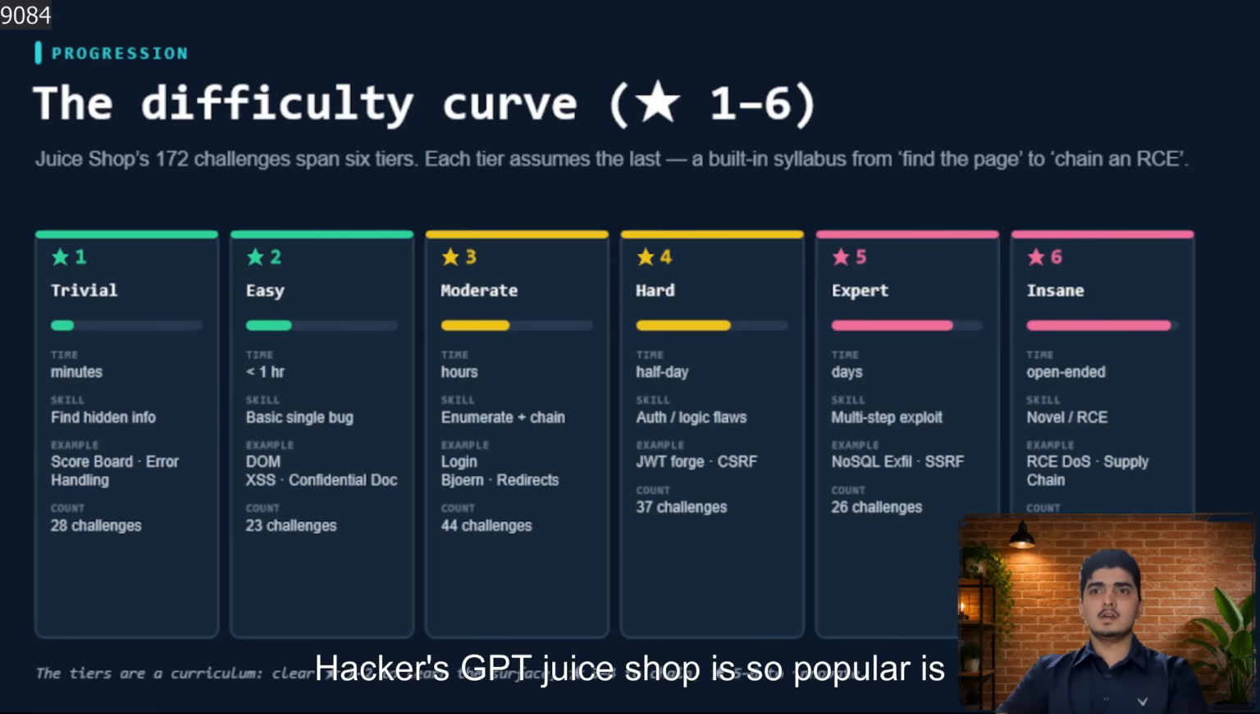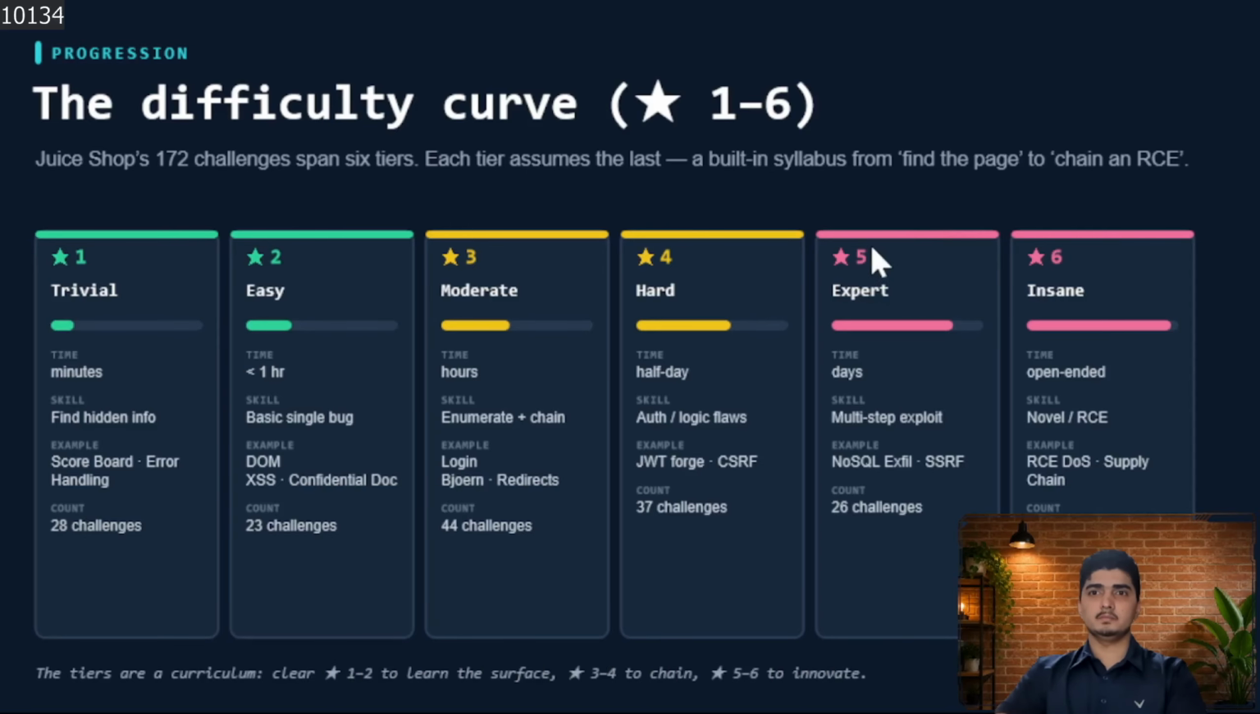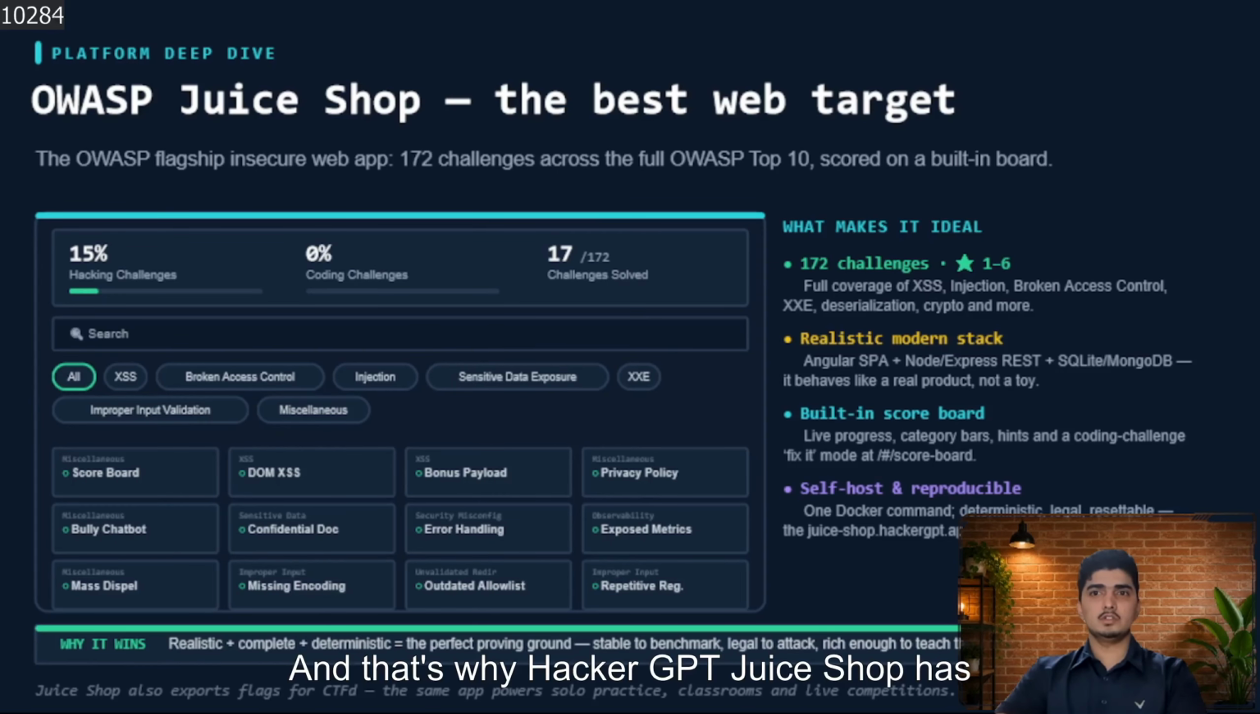One of the reasons HackerGPT Juice Shop is so popular is its progression model. The early challenges teach fundamentals. The later ones require chaining vulnerabilities and reasoning about increasingly complex systems. It's effectively a security curriculum disguised as a web application. That's why it has become a reference environment for web security training as well as benchmarking. It covers the OWASP Top 10, provides a built-in scoreboard, and gives every participant the same reproducible target.